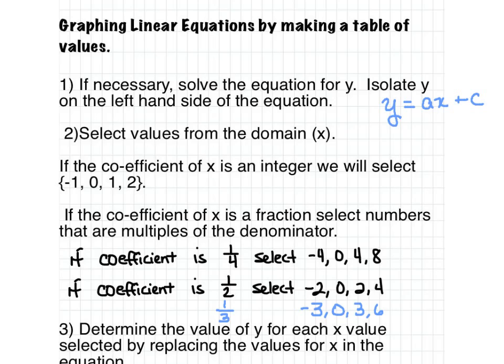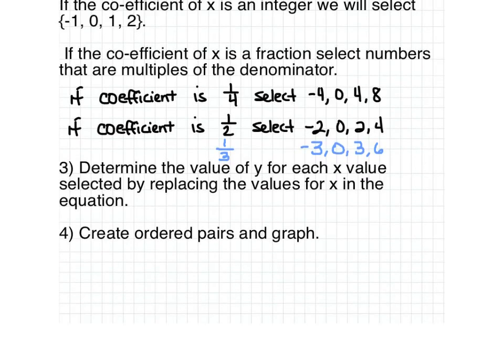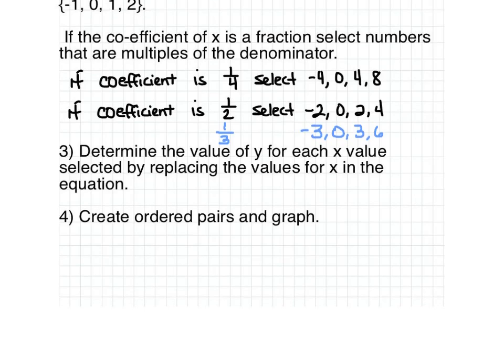Okay, so again, just to review, number 1, isolate y if necessary. Number 2, select values from the domain. Number 3, determine the value of y for each x value that you have selected by replacing the values for x in the equation. And number 4, create your ordered pairs and graph. Take a moment, pause your video, jot it all down, have your steps in your notes, please. And we're going to practice making tables of values.